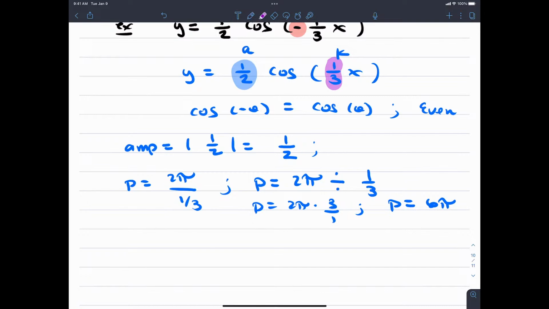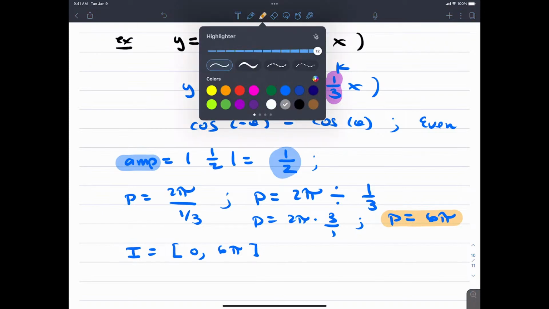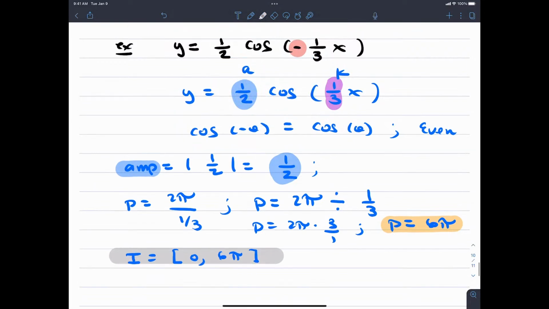Okay? So we want to know the amplitude. We want to know the period. And again, what's that interval of one cycle we just talked about? Where do you start here for this again? Okay, and where do you end? There you go. So this is all the information they want for us to begin to start to sketch the cosine curve.